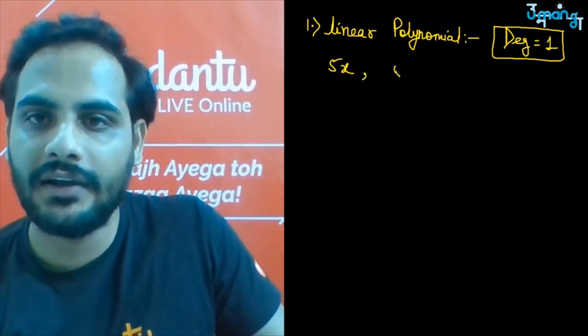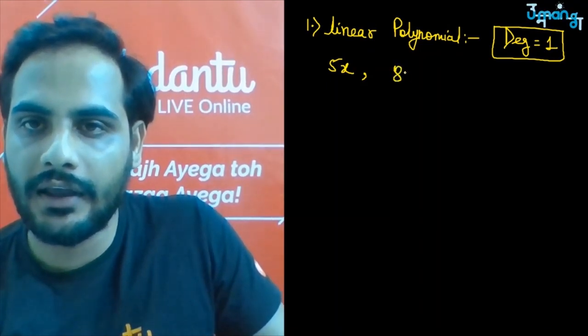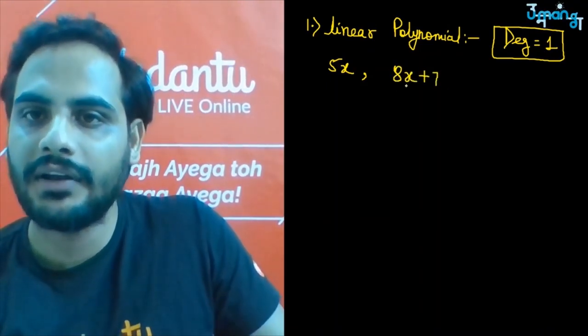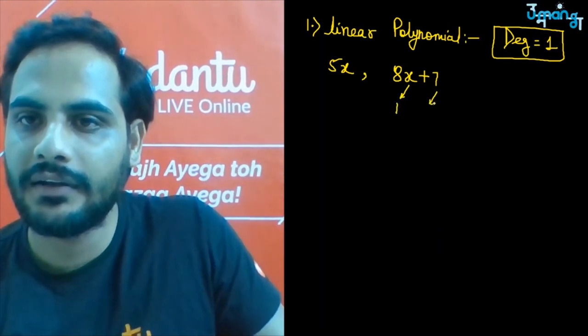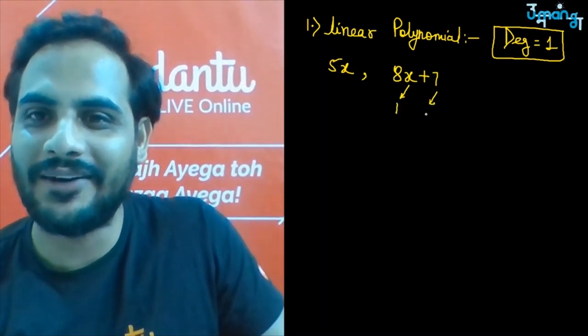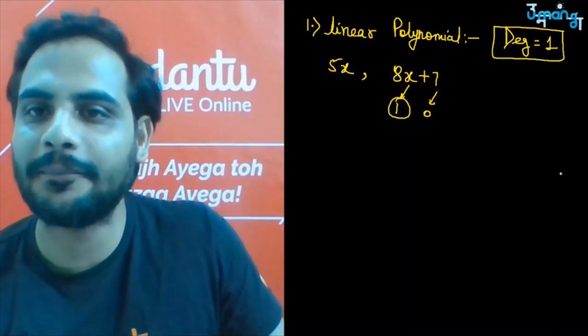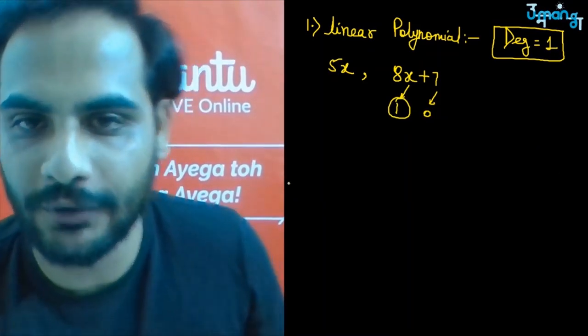Or let's say 8x plus 7. The highest power of the variable here is 1. Here it is 7, and the power of the variable is 0. So the highest power will be 1. So these are your examples of linear polynomials.